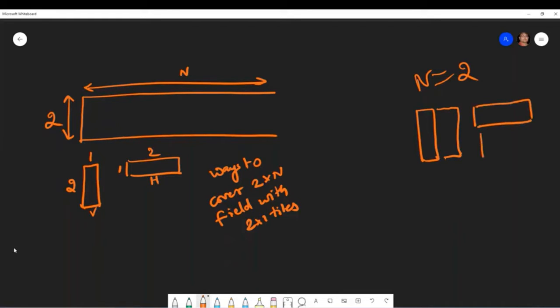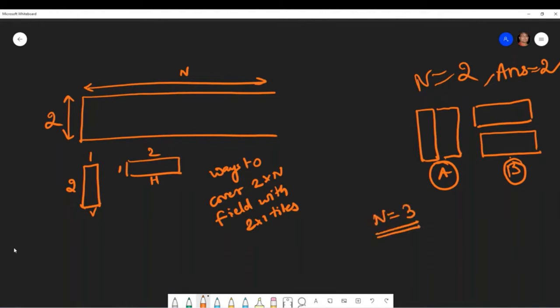So when n is 2, there are these two arrangements possible. This is the first arrangement: you can put 2 tiles vertically, or this is the other arrangement: you can put them horizontally. For n equal to 2, the answer is 2. If n is equal to 3, can you work out the answer yourself and tell me? If the field was of length 3, how many unique arrangements of the tiles are you finding?